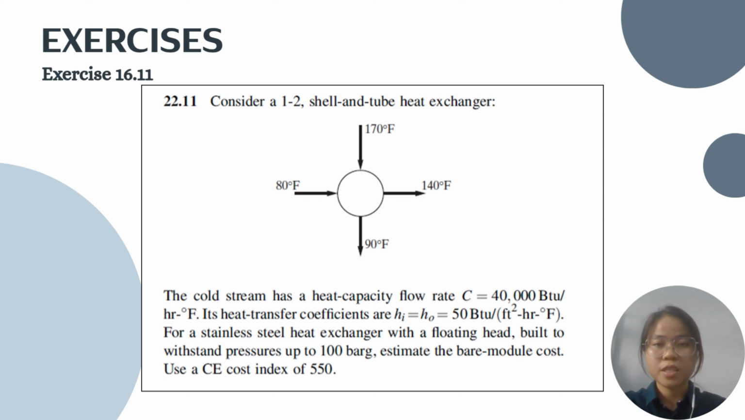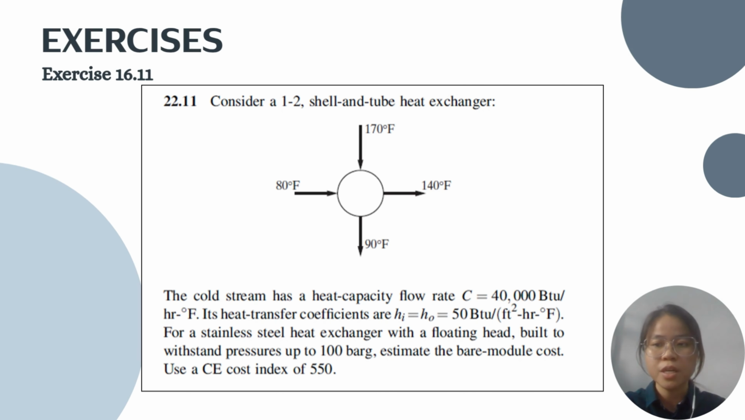Then I will explain exercise 16.11. In this exercise, we are estimating the bare module cost for a 1-2 shell and tube heat exchanger. We have been given the process temperatures, the heat capacity flow rate of the cold stream, and specific mechanical requirements, which are that it must be stainless steel, handle 100 bar of pressure, and utilize a floating head design.